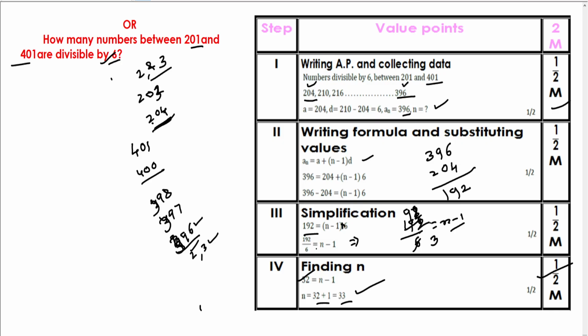For getting 33, you will get full marks. Is that clear, my dear students? Understood here? Take minus 1 to the left. When minus 1 comes to that side, it becomes plus 1, 33. Be careful and solve, and you will get the full marks.